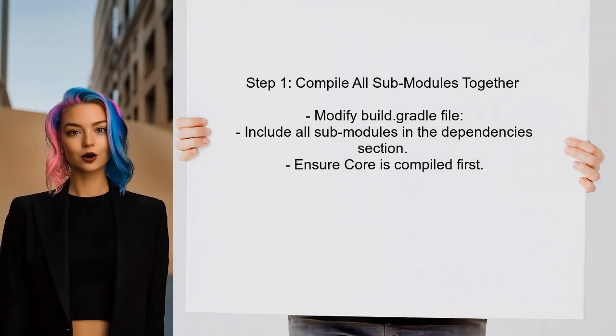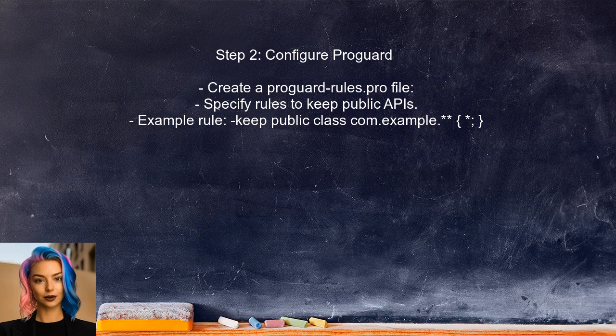To begin solving this issue, the user should first ensure that all submodules are compiled together. This can be achieved by modifying the Gradle build configuration to include all necessary modules in a single compilation step. Next, the user needs to configure Proguard to obfuscate all the modules together. This involves setting up a Proguard configuration file that specifies which classes to keep and which to obfuscate.